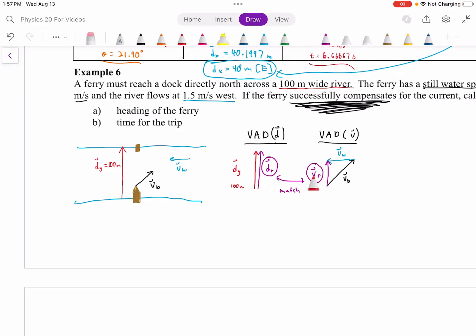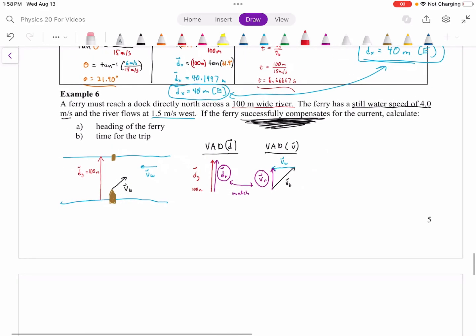I can use v equals d over t. It looks like I'm doing B first. Whoops, I kind of skipped A. We'll do A in a sec here, okay? But if I have a matching v and a matching d, I can figure out the time, right? Now, I could not use the boat's velocity here because the boat's velocity is not how fast it was moving across the river. It's how fast it was aimed in this direction, right? So that's what I mean. We always need to make sure our vectors match if we're going to use them to find time.